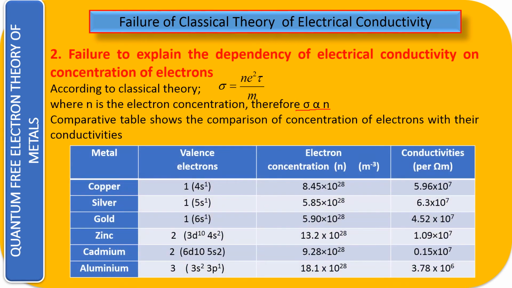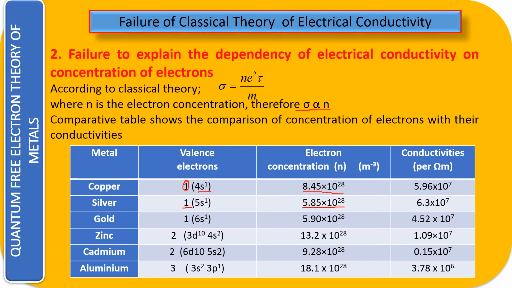Now you see this table. In case of copper, the valence electron is 1, right? This is your last orbit configuration, and the number of electrons per meter cube is 8.45 into 10 power 28, right? This is your copper. Now you see the silver. In case of silver also, you have only one valence electron, but what is the total number of electrons per meter cube? 5.85 into 10 power 28.